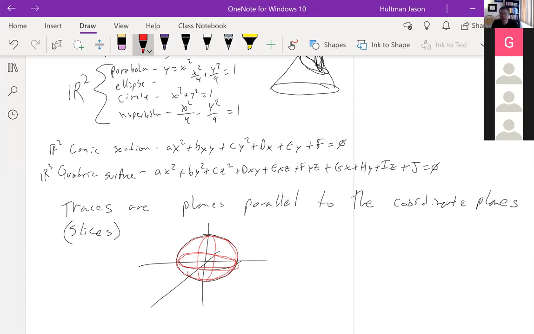And what do they allow me to do? They allow me to trace the surface. So this trace is parallel to the YZ plane. That's the YZ plane trace. This guy here is parallel.